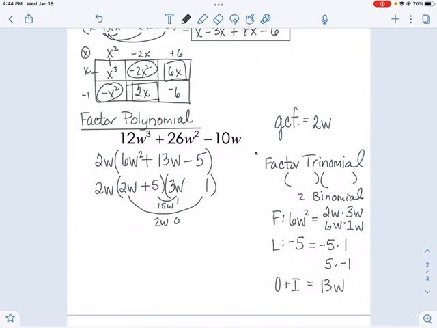It factors very quickly. So the factoring for this one will be 2w times 2w plus 5, and this is on your worksheet. You'll be able to do that. And then we have 3w minus 1.